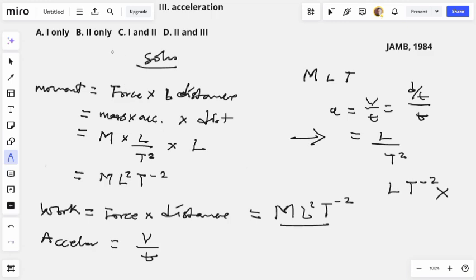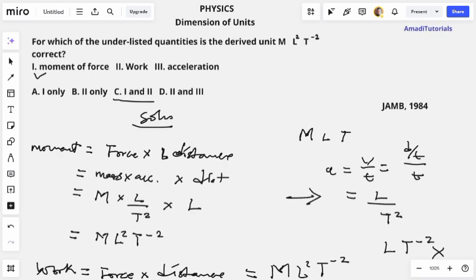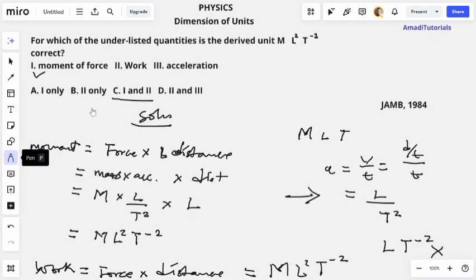So the answer is I and II, option C. The answer is I and II, option C. That is moment of force and work, they are the ones that have this as their dimensional unit.